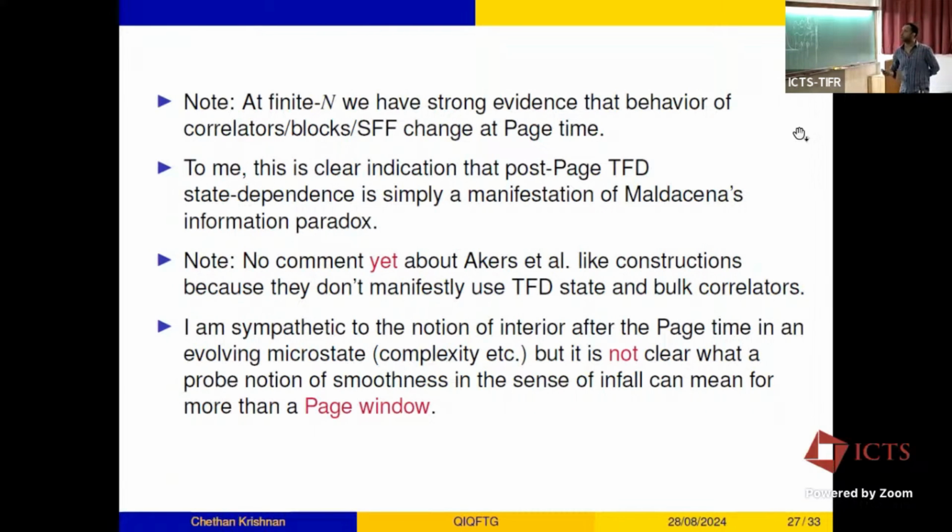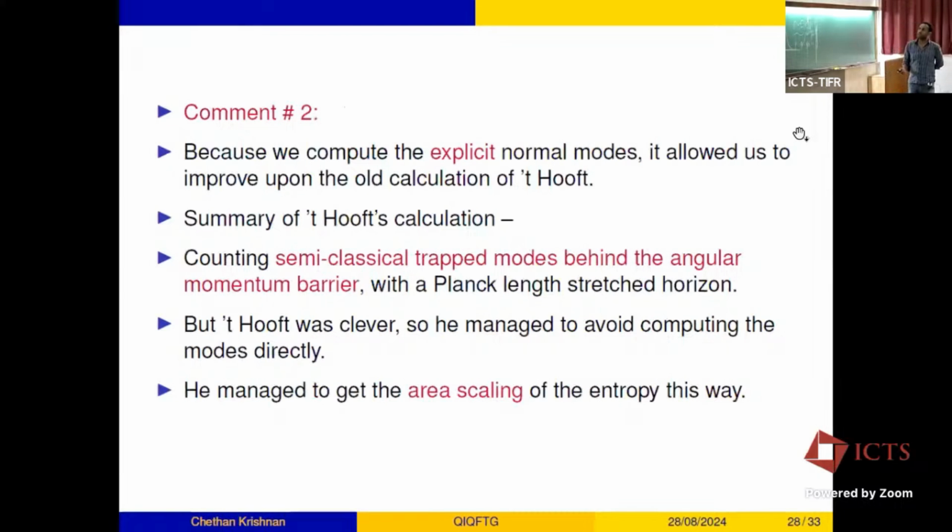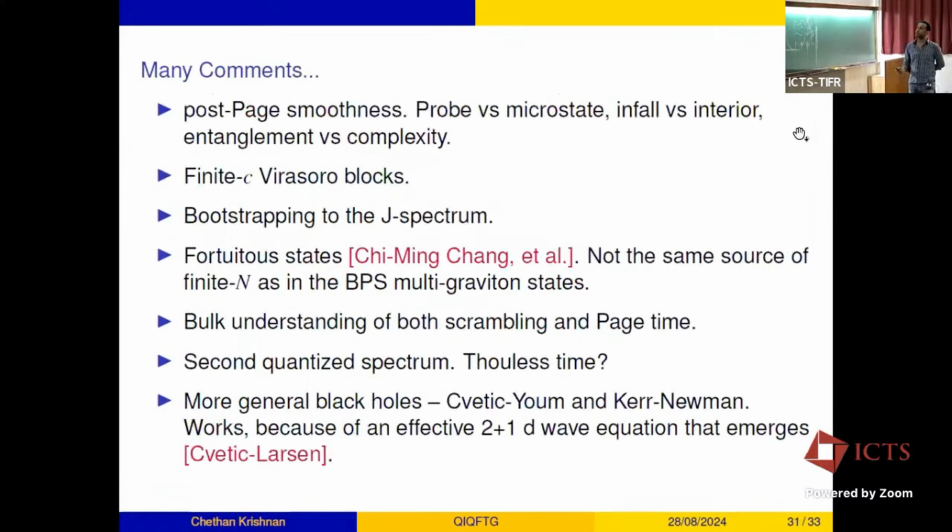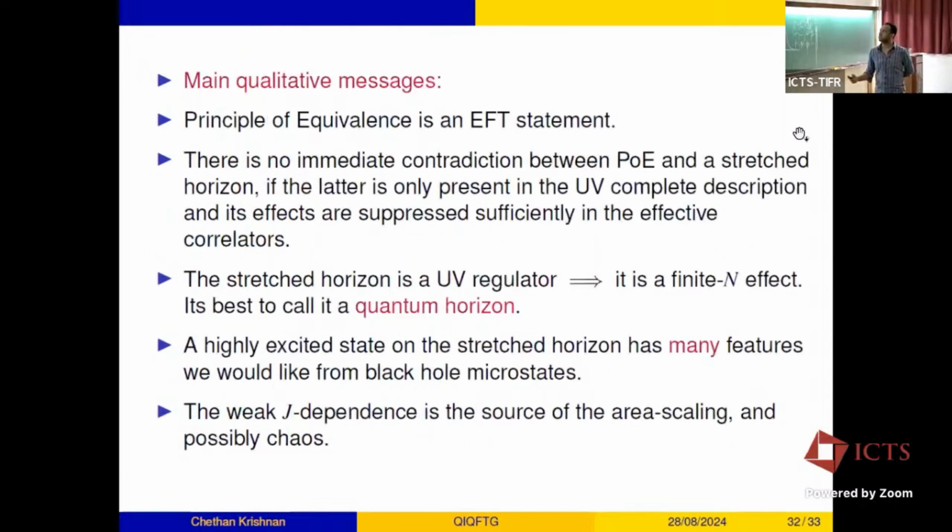I'm sympathetic to the notion of an interior beyond the Page time and an evolving microstate complexity. Maybe there is a way to do that. But an infalling notion of smoothness seems very difficult to allow after a Page window. Anyway, I'll skip comment 2 because I'm already out of time. So these are a bunch of comments, but let me leave you here. Thanks for your attention.